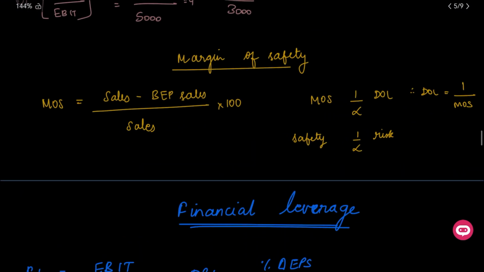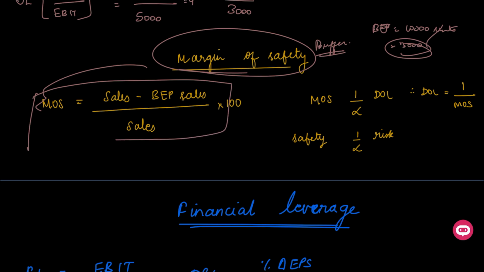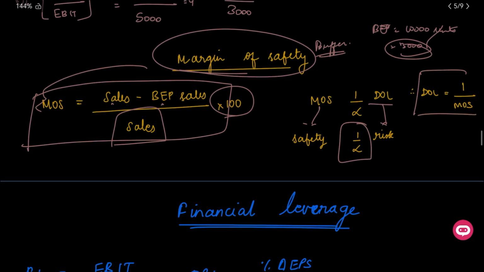Now, coming to margin of safety. Margin of safety is nothing but the buffer which we have before we incur losses. If your break-even point is equal to 10,000 units and you're already selling at 13,000 units, then that 3,000 units is your buffer. It's that margin of safety. And calculating margin of safety in percentage will give you this formula. Margin of safety is equal to sales minus BEP sales divided by sales into 100 to calculate the percentage. And this is related to the safety, and degree of operating leverage is directly related to the risk. Therefore, this is inversely proportional. That is, DOL is equal to 1 by MOS.